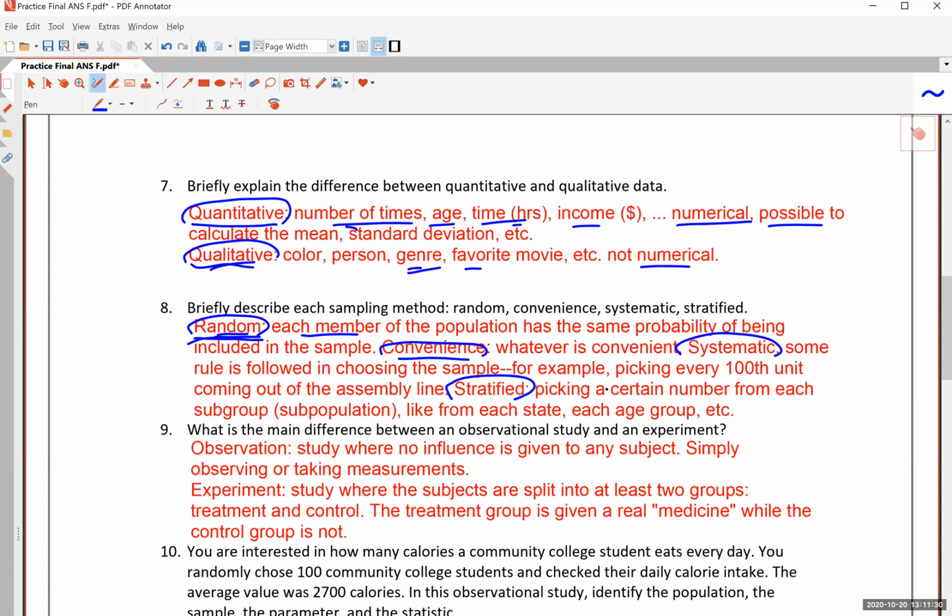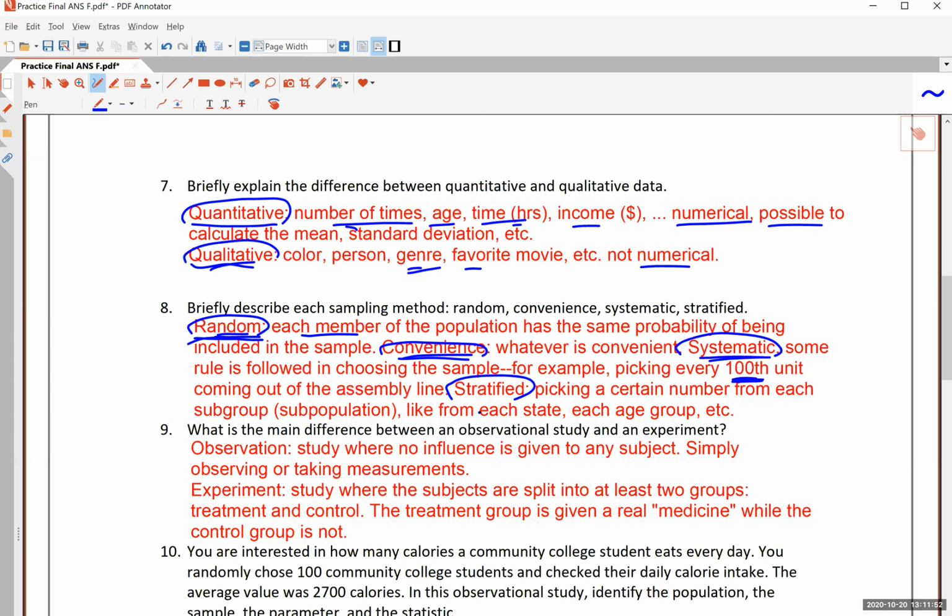Systematic means that there is something systematic going on, such as picking every 100th unit that comes out of the assembly line, or asking every 10th person that appears in the class roll, or something like that. Okay, if you have a systematic way of choosing who gets to be in the sample, that is called systematic sampling.